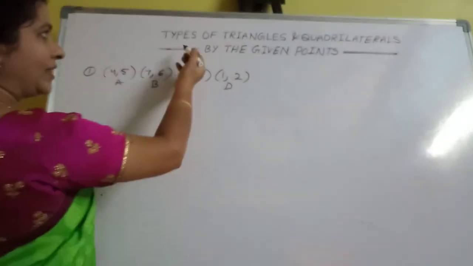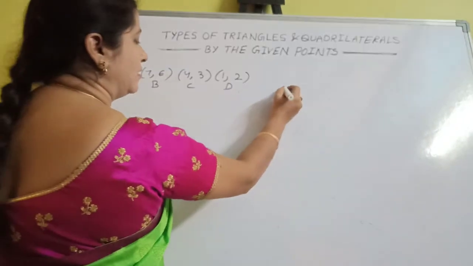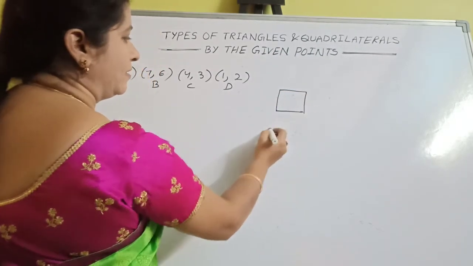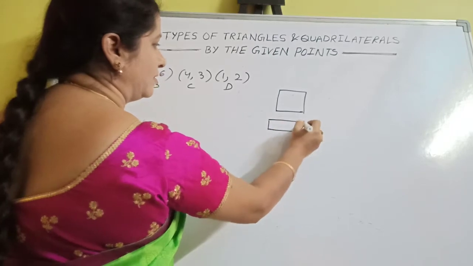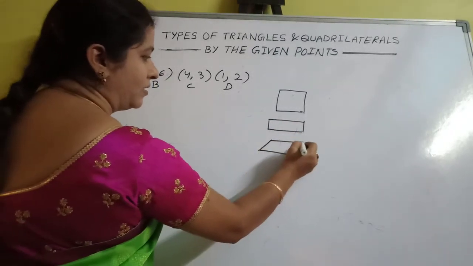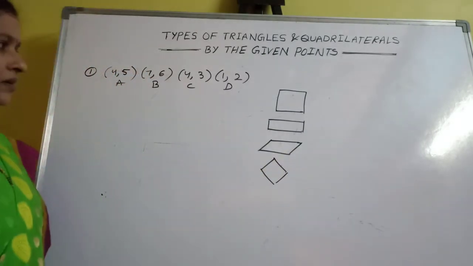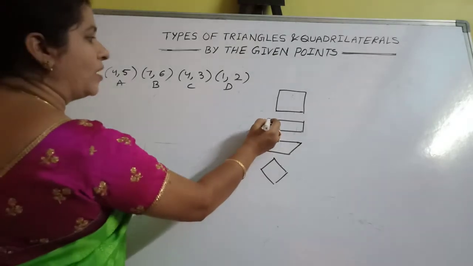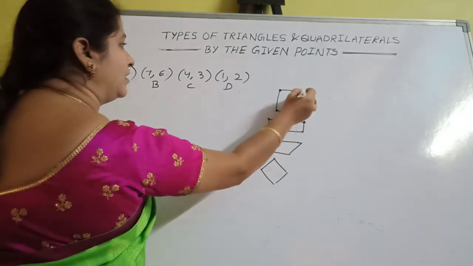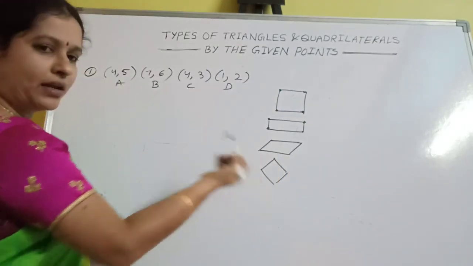So how many types of quadrilaterals are there? First one, square, rectangle, parallelogram, and again rhombus. All are having 4 points here. Check whether these 4 points make a square, rectangle, parallelogram, or a rhombus.